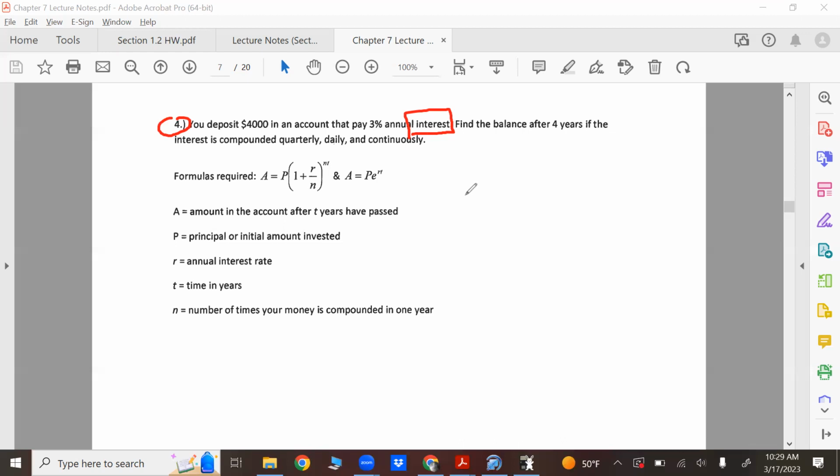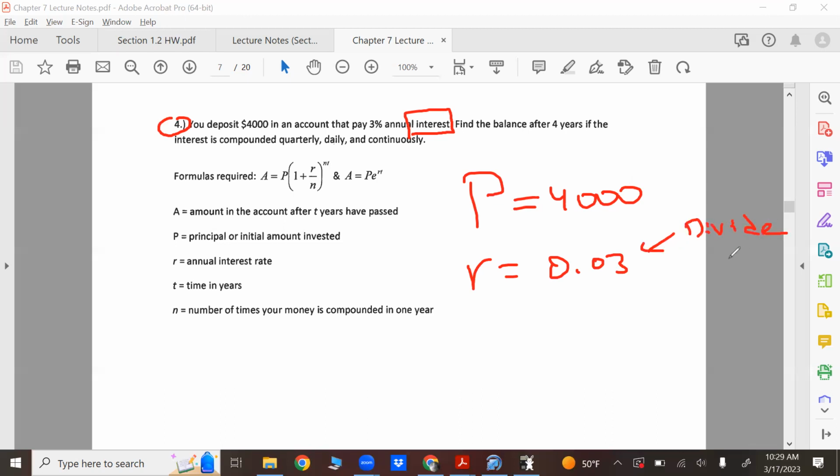So anyway, let's go over this problem, guys. How much money are you starting with here? $4,000. What's my interest rate? So you've got to put 0.03. Always for interest rate, you divide the percentage by 100. Okay, always divide by 100. Time is 4. Now compounding. Quarterly means 4.